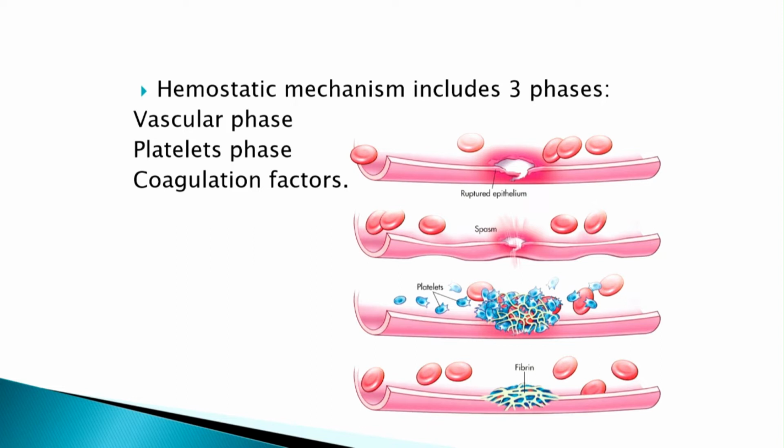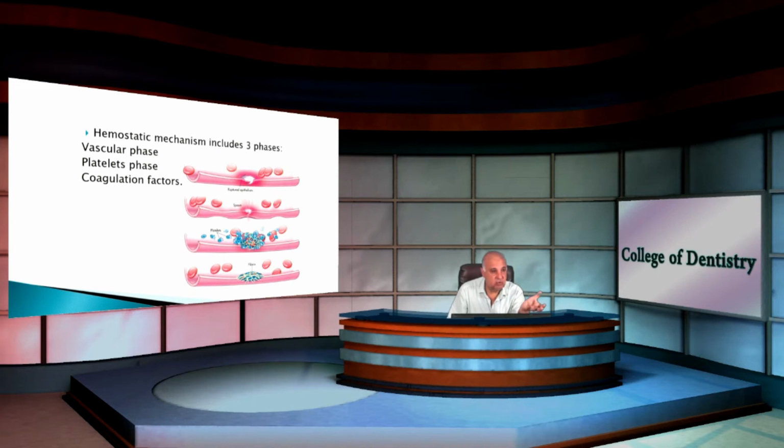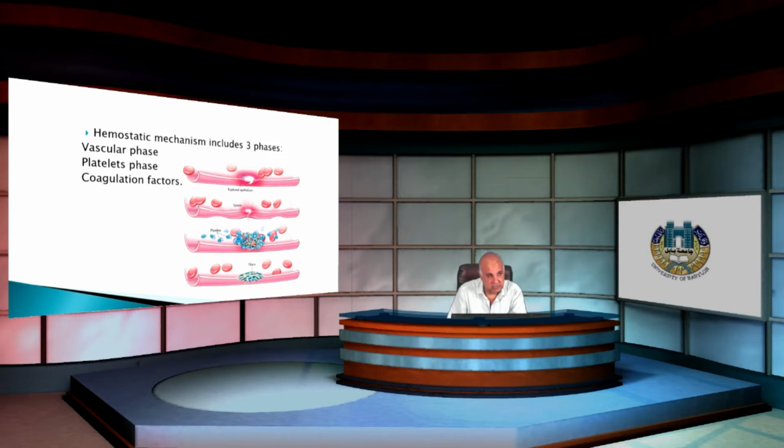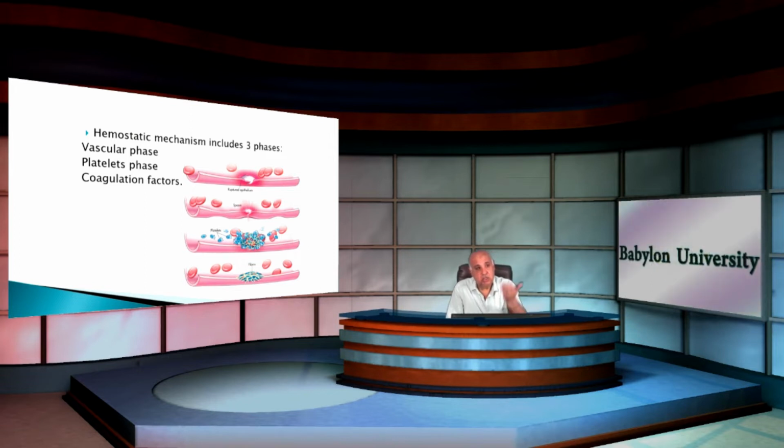In certain situations, there are defects in one of these phases, either in the vascular phase or in the platelet phase, or a deficiency of one of the coagulation factors, which, as I mentioned before, are proteins found in the blood. In case of the vascular phase, some changes in the vascular wall will lead to profuse or spontaneous bleeding, or sometimes a deficiency in the number of the platelets, what we call thrombocytopenia, will also lead to bleeding. For coagulation factors, any defect, whether congenital or acquired during life, as in case of liver disease, will also lead to spontaneous bleeding.